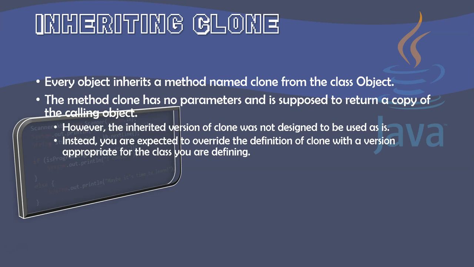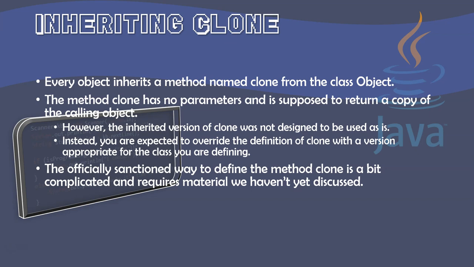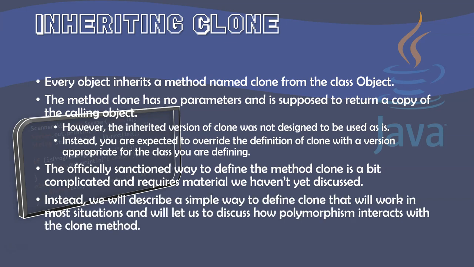Like you can't just plug it in and say clone. Instead, you're expected to override the definition of clone with a version appropriate for the class that you are defining. The officially sanctioned way to define the method is a little bit more complicated and requires material we haven't yet discussed. So instead, we're going to look at this through a simpler lens of how to define clone that's going to work with most situations, not every one, but will allow us to at least look at this through the lens of polymorphism and how that interacts with it.